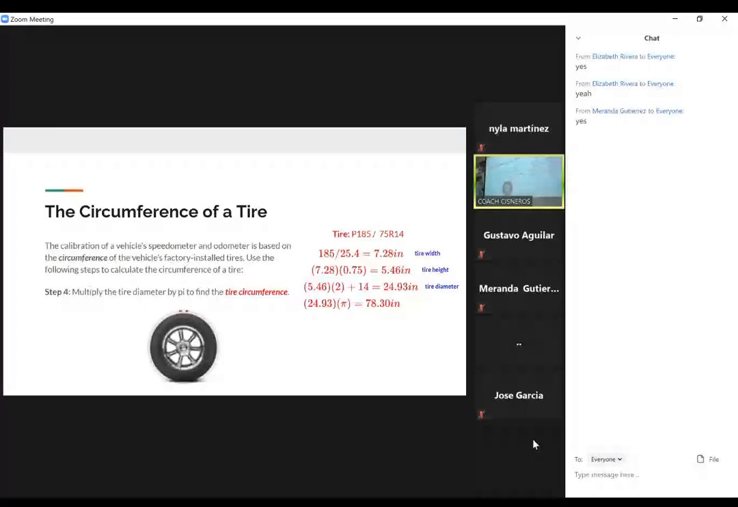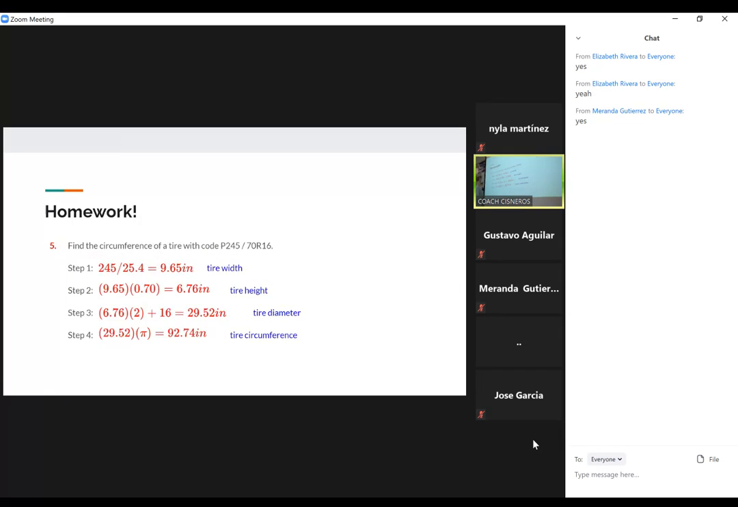3.14. I heard one of y'all say it a second ago. 3.14. Don't use 3.14 unless you absolutely do not have a pi button. But if you turn your iPhone sideways, it should be there, right? Okay.